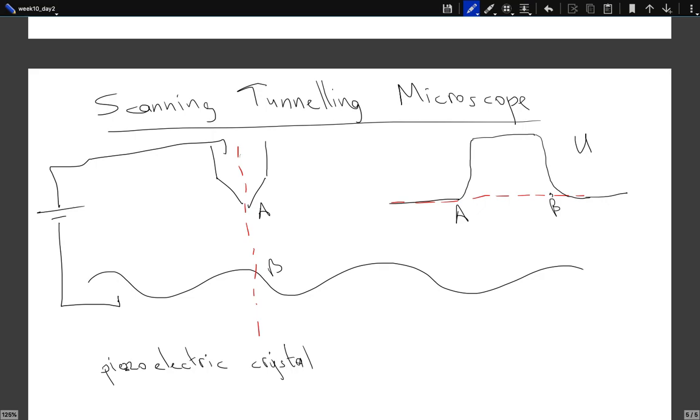Well, the changes of the current, if you take the logarithm of the current at least, that will tell you how the height of the surface changes. So you can measure the surface.